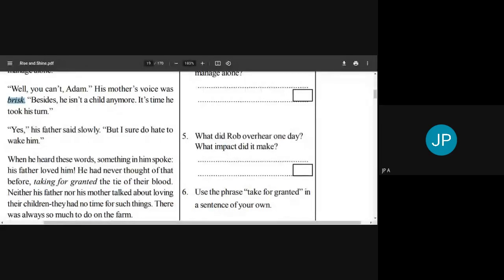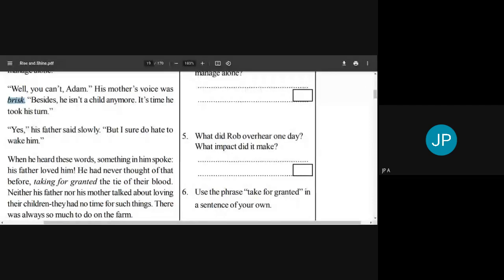We have to take responsibilities according to our age. When we become older, we have to take more responsibilities and help others, not only in the house but also in society. So that is what the mother is saying. You cannot allow him to sleep like a child. He is not a child anymore.